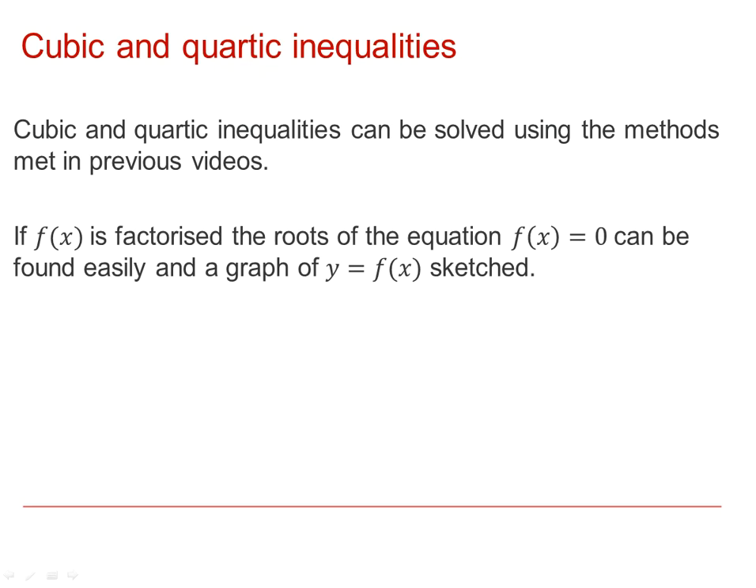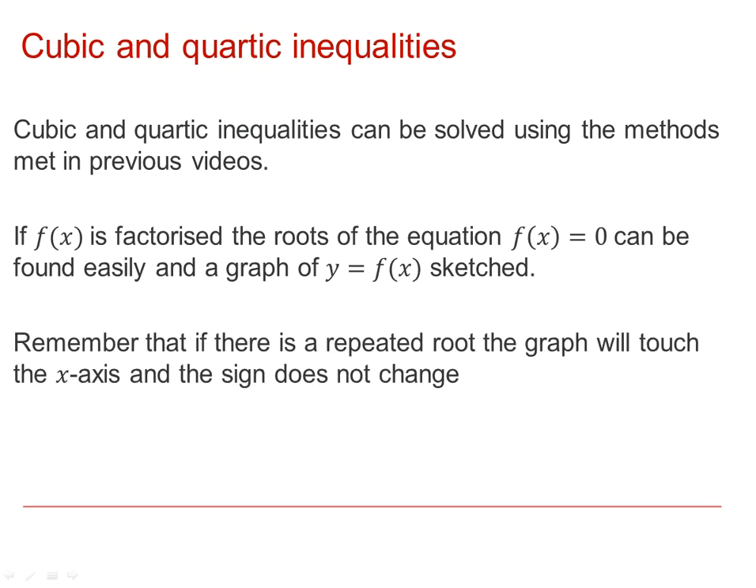If f of x is factorised, then we have the roots of the equation f of x equal to 0, and they can be found easily and a graph of y equals f of x sketched. One thing to remember with this approach is that if we have a repeated root, then the graph will just touch the x-axis so that the sign of f of x doesn't change at that point. So let's look at an example of this.